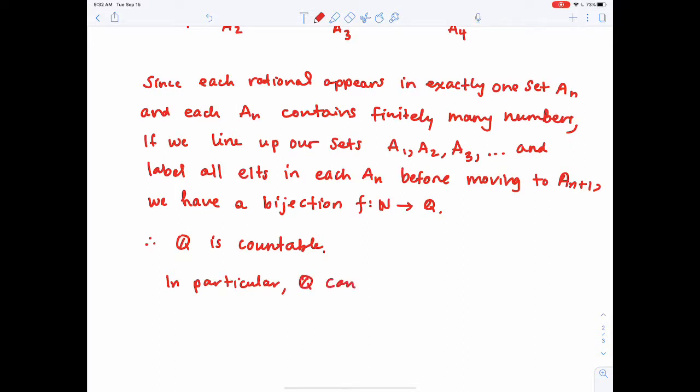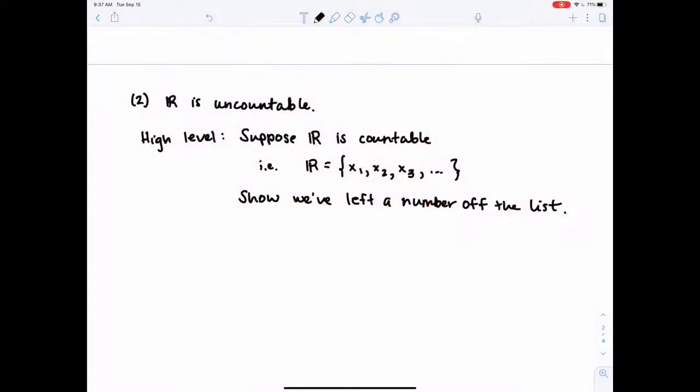And this is going to be important. We're going to use this fact again later in this section. So in particular, Q can be enumerated. I could say Q equals R1, R2, R3, etc., where these are my rational numbers. So now we need to show that R is uncountable.